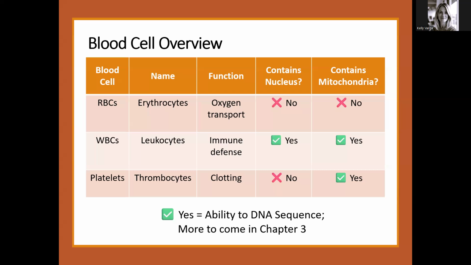True, false. White blood cells, I can go to both the nucleus and the mitochondria for DNA. True. True, false. I can go to platelets for both nuclear and mitochondrial DNA. False.